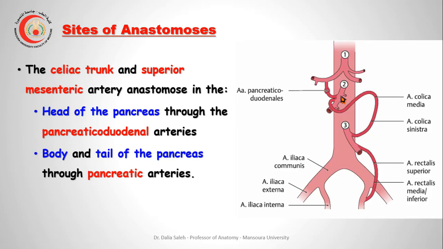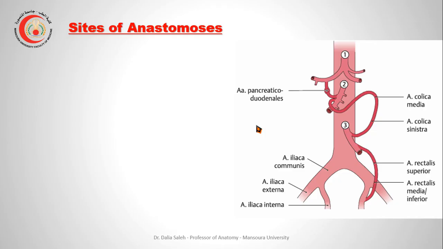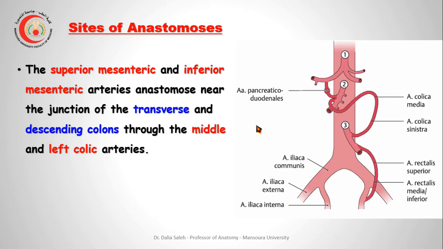The other site of anastomosis is at the body and tail of the pancreas, between the pancreatic arteries. The second anastomosis, between the superior mesenteric artery branches and the inferior mesenteric artery branches, we can see at the transverse colon and at the descending colon, between the middle colic artery from the superior mesenteric and the left colic artery from the inferior mesenteric.